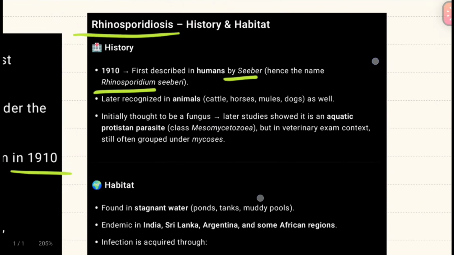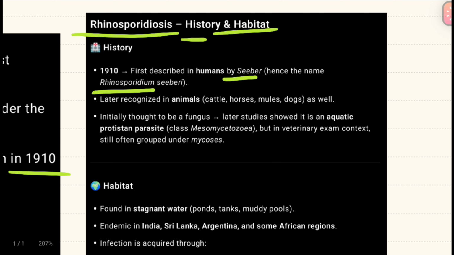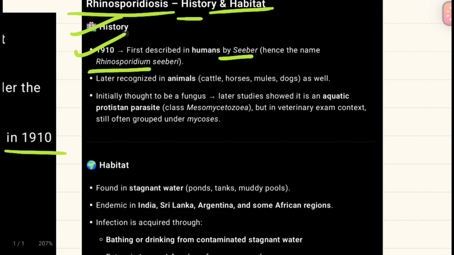Now let us discuss the history and the habitat of rhinosporidiosis. When it comes to history, we already discussed it. In 1910, a scientist named Seeber discovered Rhinosporidium seeberi in human beings, and later it was also recognized in animals such as cattle, horses, mules, and dogs. Initially, it was thought to be a fungus, but later studies have shown that it is an aquatic protistan parasite. But as far as the veterinary field is concerned, it is grouped under mycosis only.